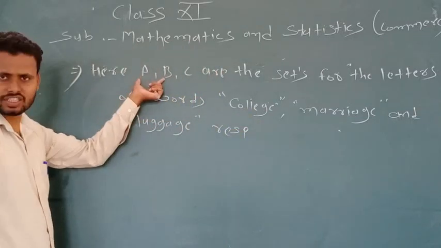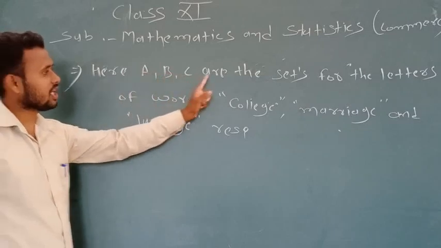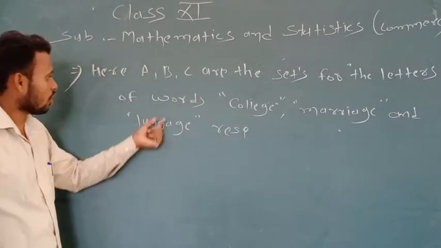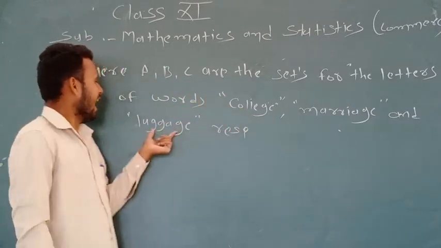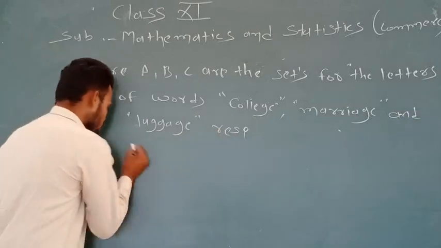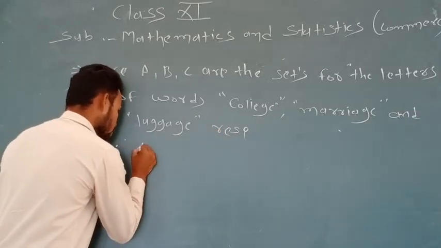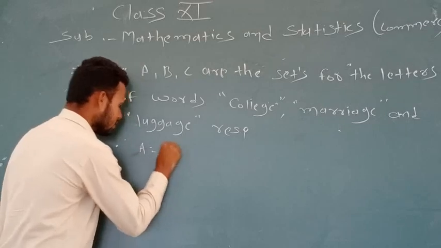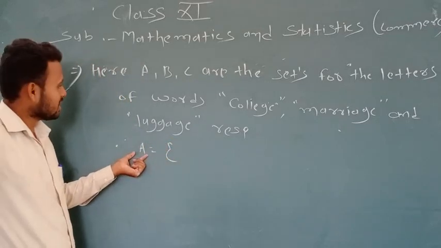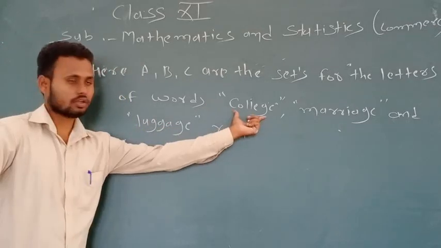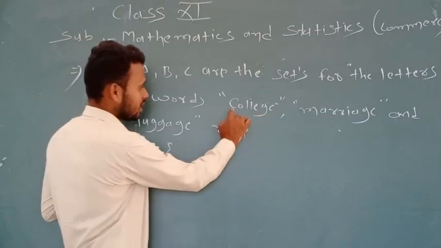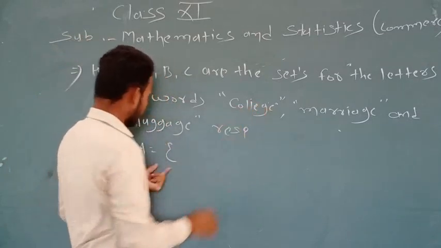It is given that A, B, C are the sets for the letters of the word college, marriage and luggage respectively. Therefore A equals the set containing elements. What is given? A is the set of all letters in the word college. It means A equals the set containing the collection of these letters.